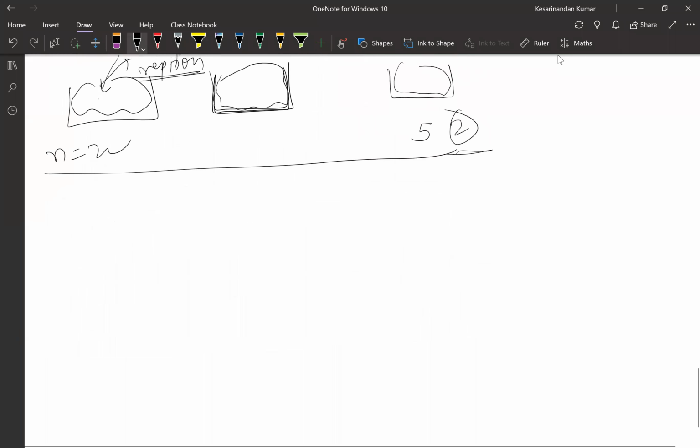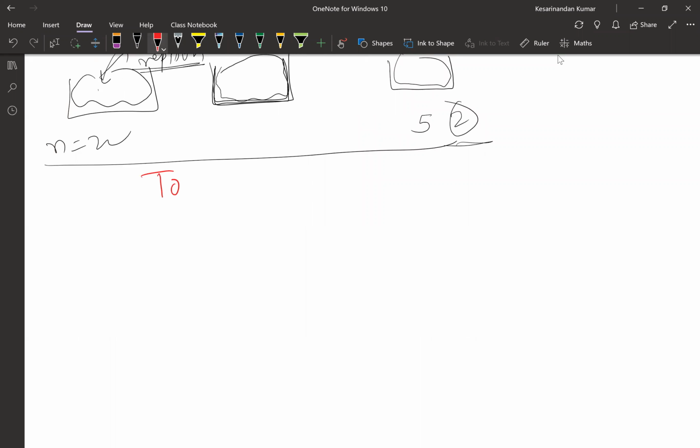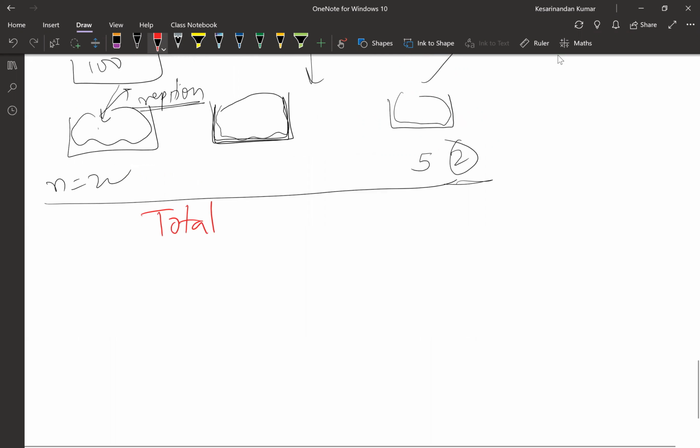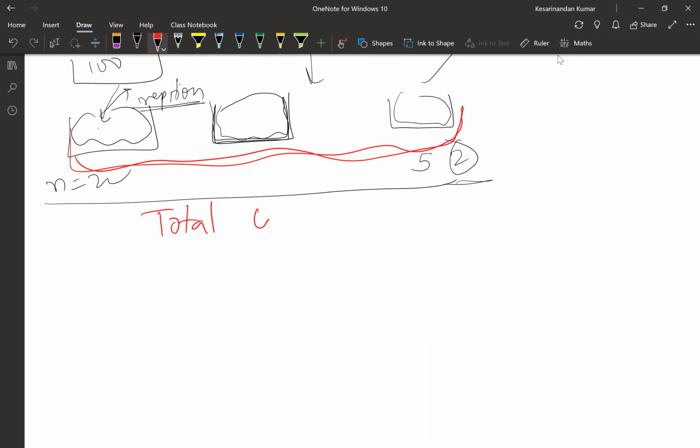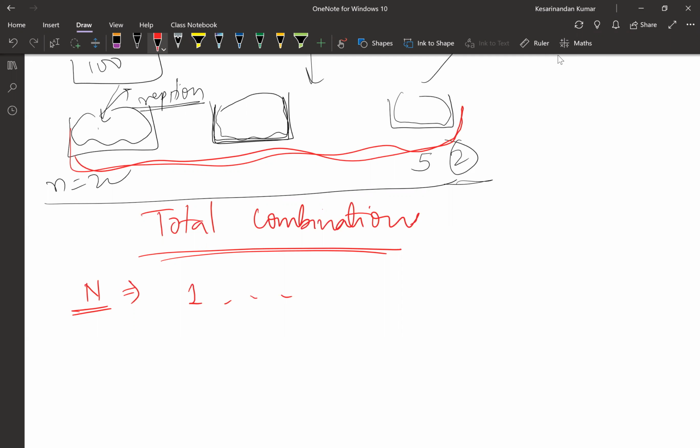Sure. Okay. So now coming to the total number of combinations. This is quite similar, not exactly same, quite similar to this case. Now total number of combinations. Let us take yet again, this will be quite fixed. N is the total number of things that are given to us. And the number of ways of selecting one or more things can be from 1 till this n.